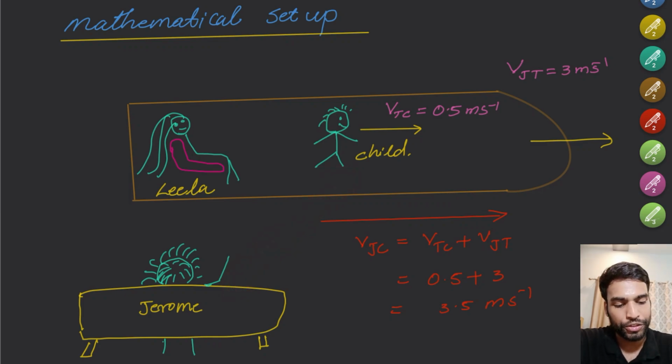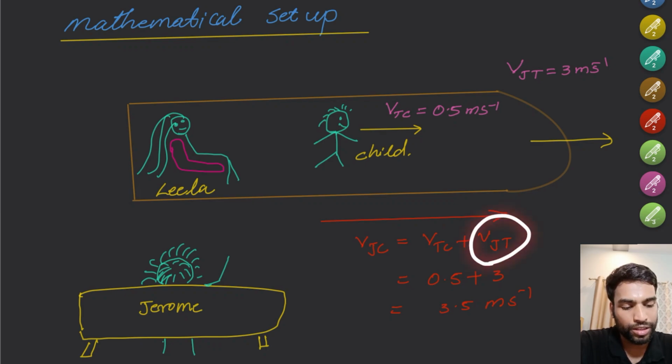That will be just VJC. Remember, VJC, the speed of the child with respect to Jerome, is equal to VTC plus VJT. VJC equal to VTC plus VJT. VTC is nothing but the child speed with respect to the train, or with respect to Leela, basically. And VJT is nothing but the train speed with respect to Jerome, that means with respect to ground.